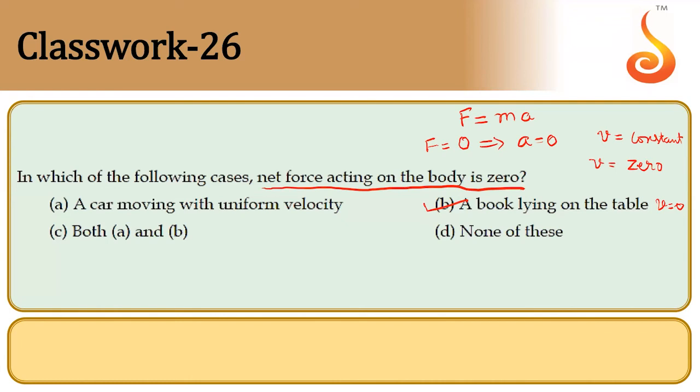Then the second thing, car moving with uniform velocity. So here velocity is constant. In both the cases, force is 0, right? So it should be both A and B. Answer should be option C. So the body is at rest or moving with uniform velocity along a straight line. So both are the cases of 0 force. Right? Yes. Shall we move on to next?